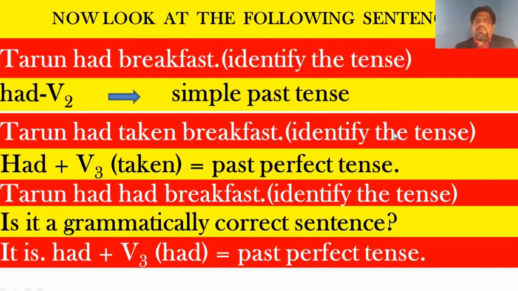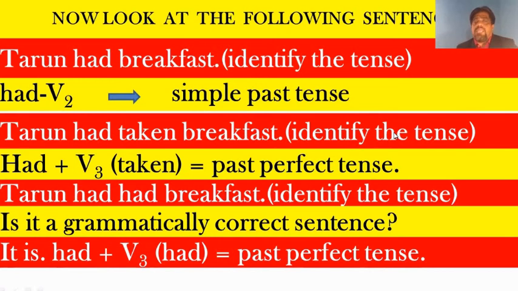It is grammatically correct because in the second sentence you see Tarun had taken breakfast. There we used the word had as the sign of past perfect. And in the third sentence also you used the first had as the sign of past perfect tense. Now in the second sentence we said after had we used the V3 verb form which is taken and we didn't find any mistake in it. In the third sentence also again the first had is the sign of past perfect, as it is in the second sentence.